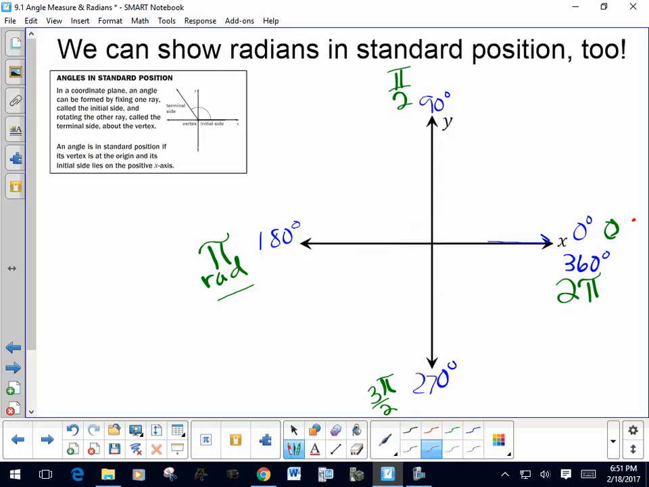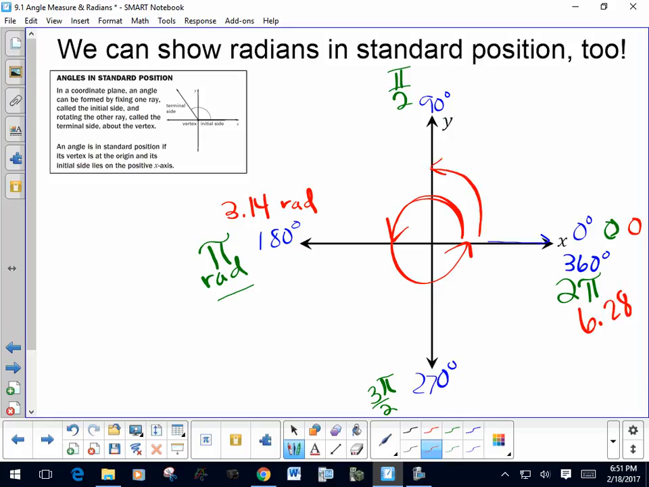Starting at 0. Well, if I rotate all the way to the other side, I know it's pi radians. That's the same as 3.14 radians. Just another way of writing it. And that's approximately 3.14. All the way around would be 2 pi radians, is the decimal. That's about 6.28.